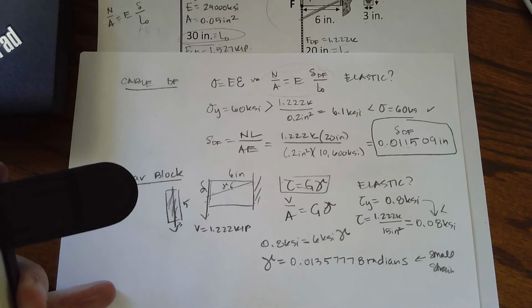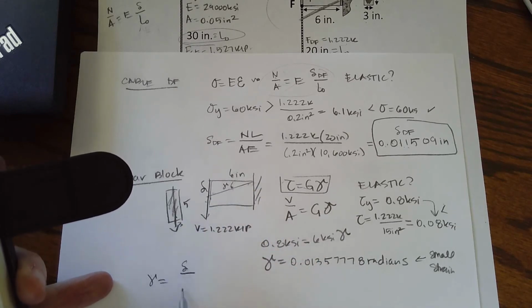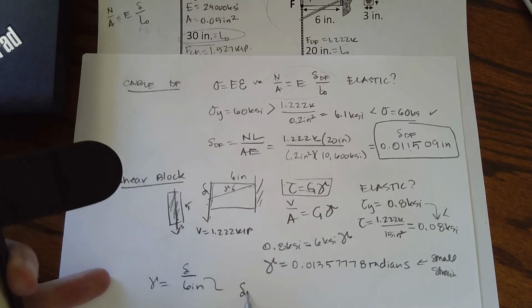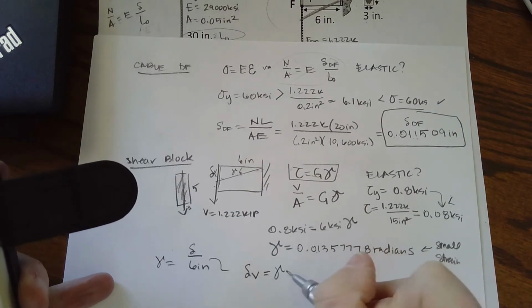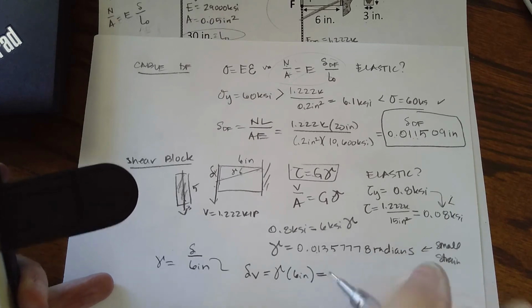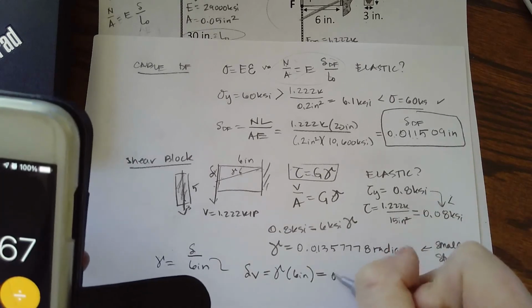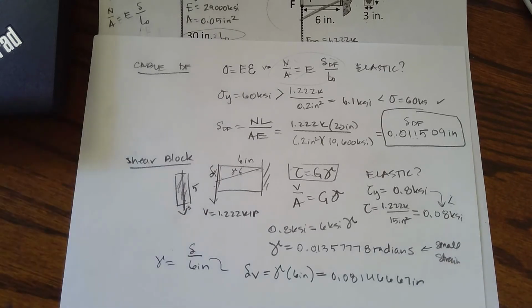So gamma equals, like tan theta equals opposite over adjacent. And so I can now rewrite that delta, because of my shear, equals gamma, that rotation I found, times 6 inches. So I have this value in radians times 6 equals, and I get 0.081466667 inches. That value right here is my delta because of shear.